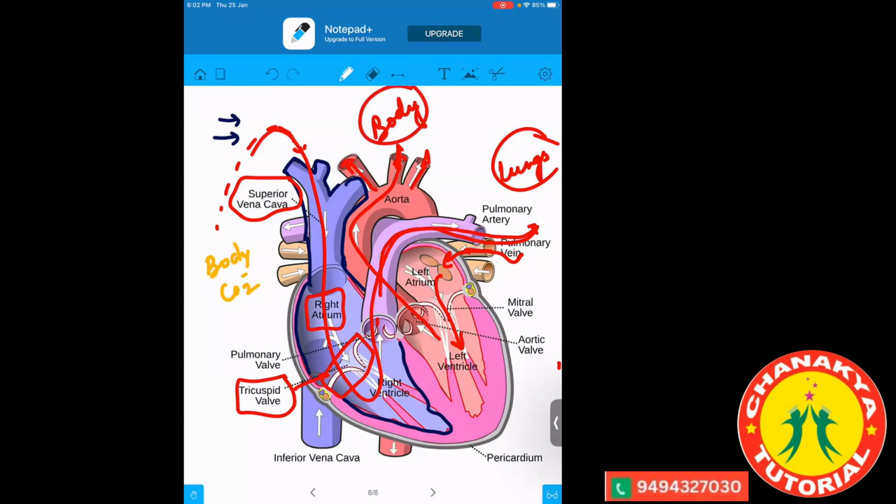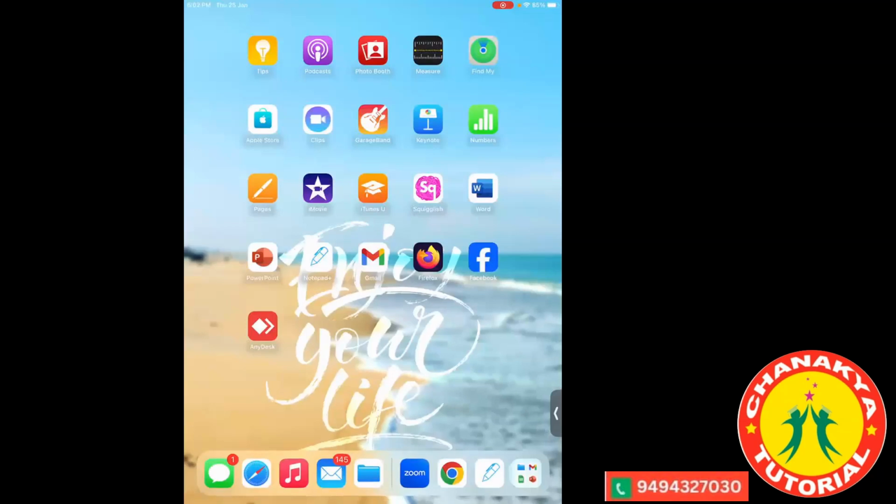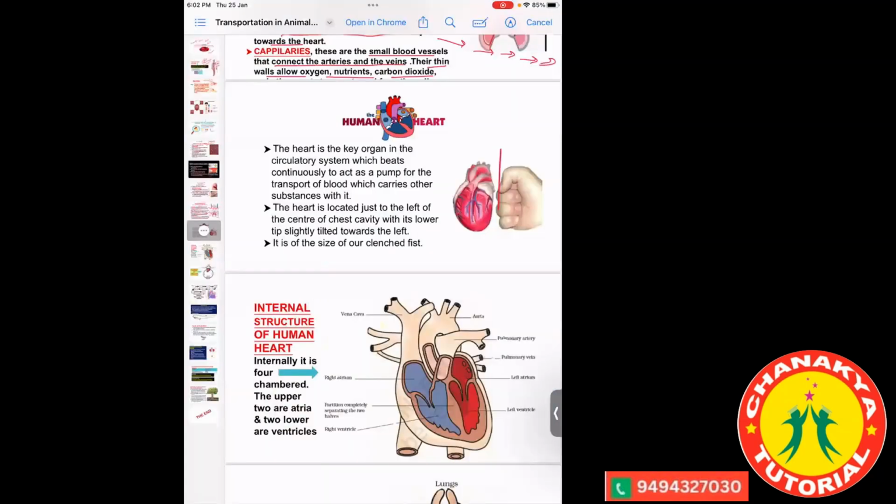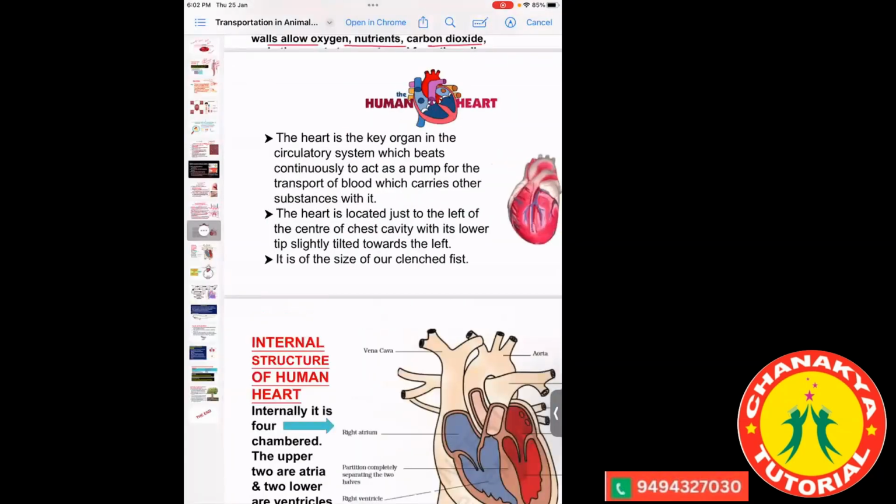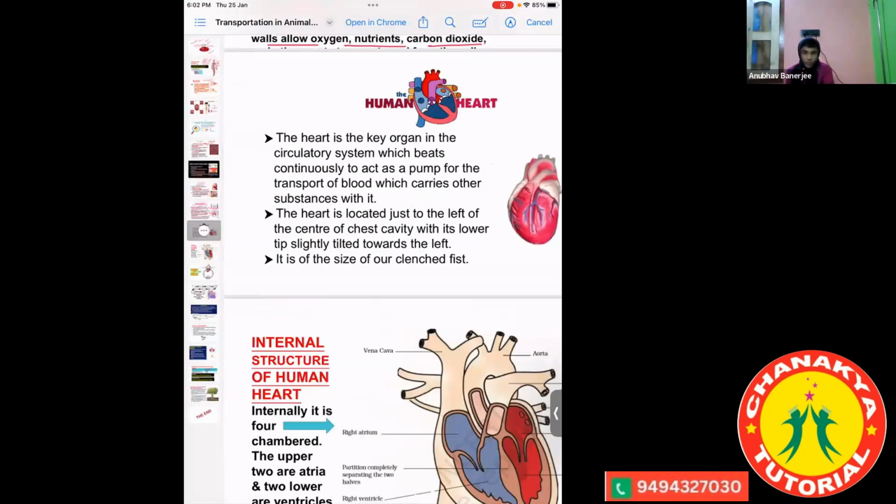So again they become deoxygenated from the body. They will be entering into the heart through the right atrium, then to the right ventricle. So that is how the movement or the circulation of the blood happens in our body. Clear? Yes, ma'am.